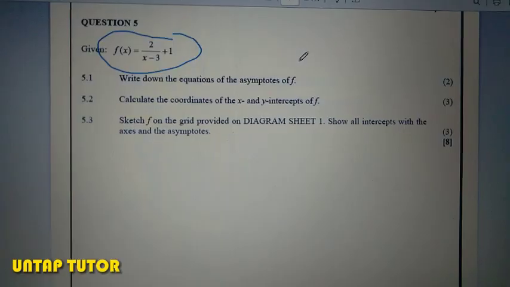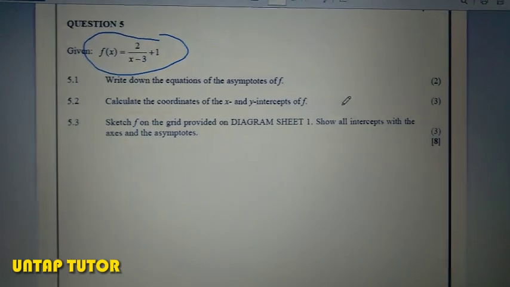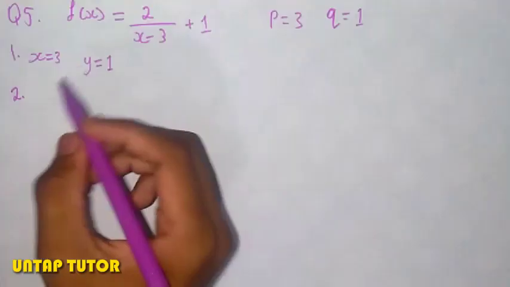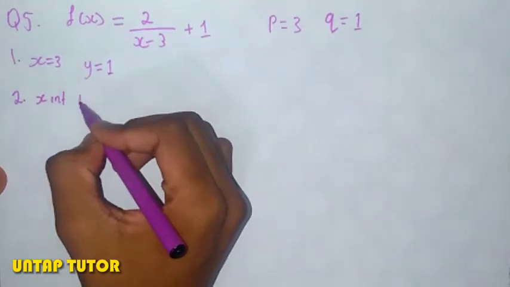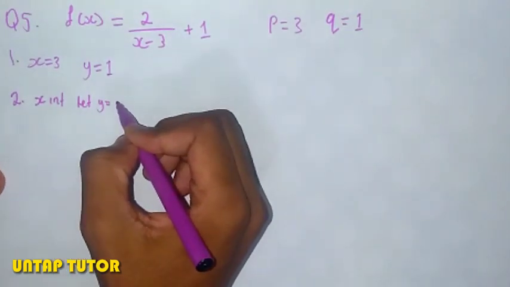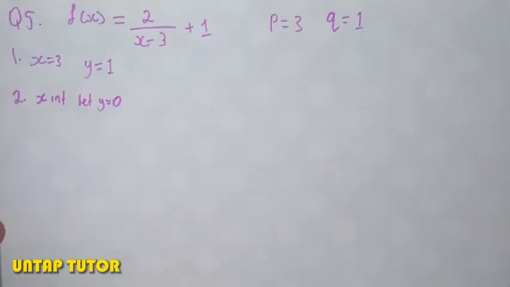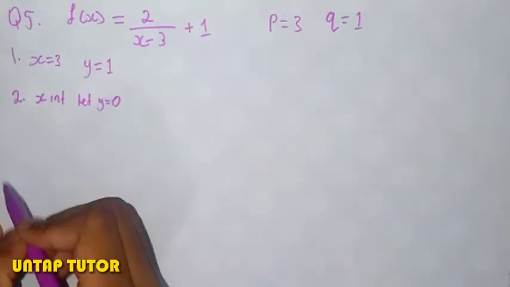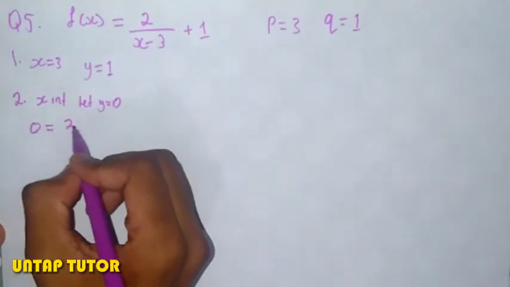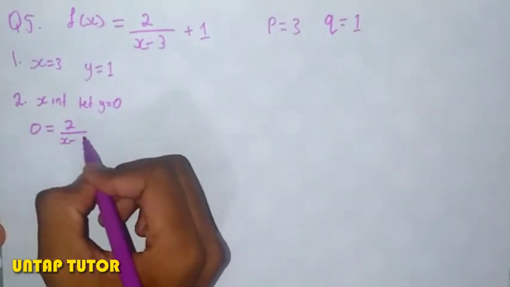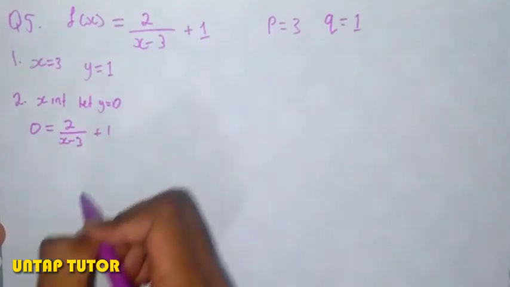And number 2: calculate the coordinates of the x and the y intercepts of f. So for the x-intercept, let y equal 0. I mean, this shouldn't even be a question anymore. This is very easy. 3 marks again. So x-intercept, let y equal 0. So 0 is equal to 2 over x minus 3, plus 1. So let's just solve that.